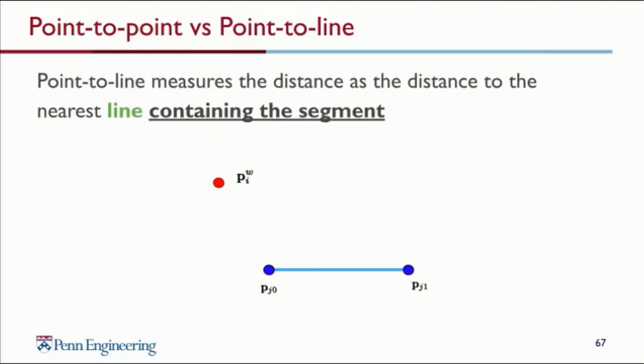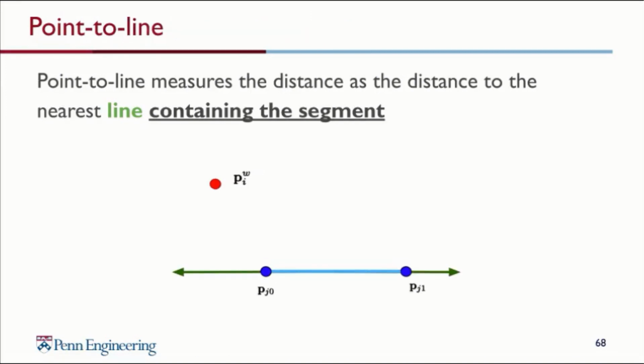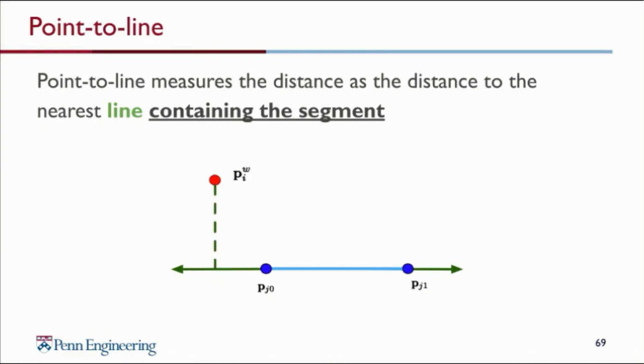In comparison, point-to-line measures the distance as the distance to the nearest line containing the segment. So given the similar setup from before where we have the point PiW and the line segment Pj0 to Pj1, rather than projecting it onto the segment itself, we project it onto the line that contains this segment. And therefore, the distance is the perpendicular distance from the point to the line.